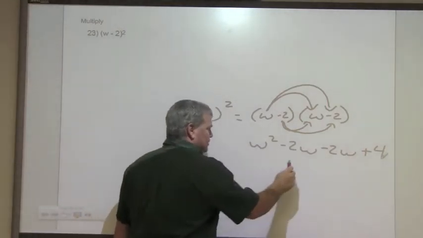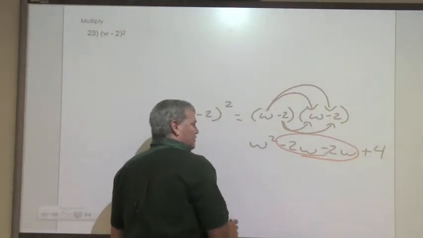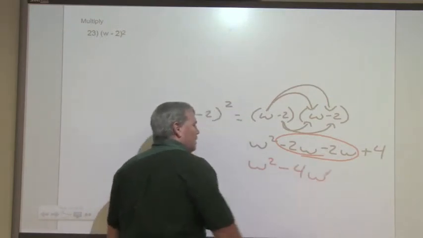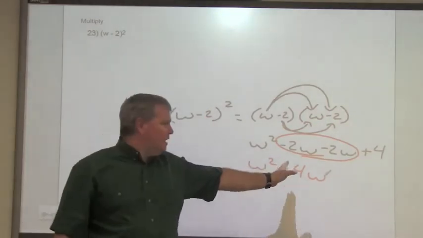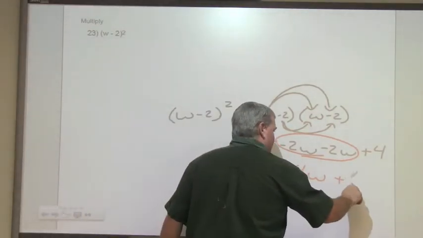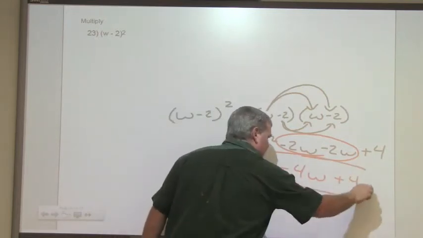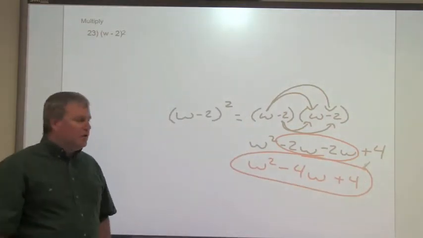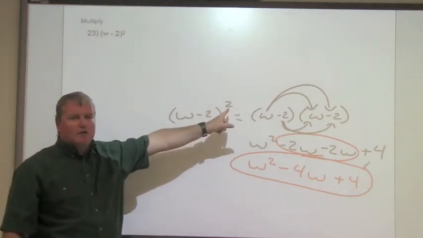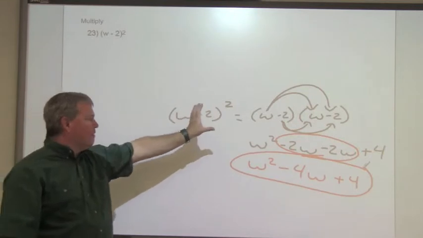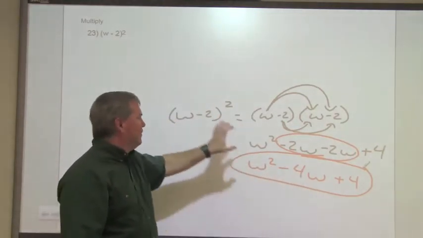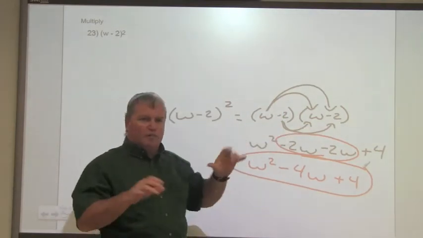Combine like terms. The negative 2w's are like, so we put w squared minus 4w, because when you add same signs, you add and keep the sign. So it would be a negative 4w plus 4, and there's my final answer. Be real careful that you don't just distribute the square. That's where a lot of people make a mistake here and get w squared plus 4 instead, and they lose the middle term because they forget to FOIL it or distribute it out.